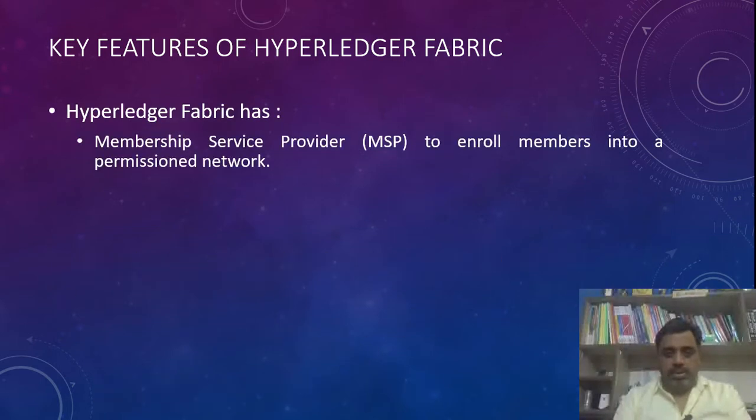So, okay, friends, let's have a quick look at what the key features of Hyperledger Fabric are. As you know, Fabric has a membership service provider (MSP), and the function of this MSP is to enroll members into a permissioned network. It's like having a security guard at the gate of your office who issues you a badge, an ID, or a gate pass to enter a building or office. Something similar, the membership service provider enrolls the members into a permissioned network.